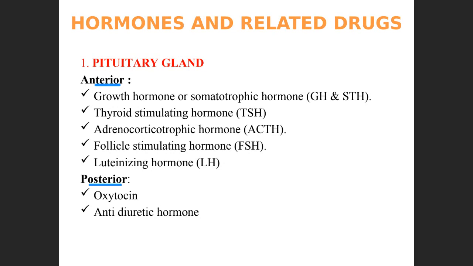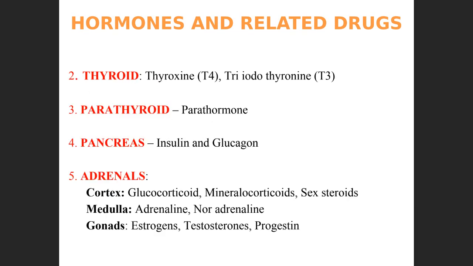The different hormones that are secreted from the pituitary gland are the growth hormone, the somatotropic hormone, thyroid stimulating hormone, adrenocorticotropic hormone, follicle stimulating hormone, and the luteinizing hormone. From the posterior pituitary, oxytocin and antidiuretic hormone are secreted. The thyroid gland secretes thyroxine, that is T3 and T4. Thyroxine is T4, triiodothyronine is T3. The parathyroid gland secretes parathormone.